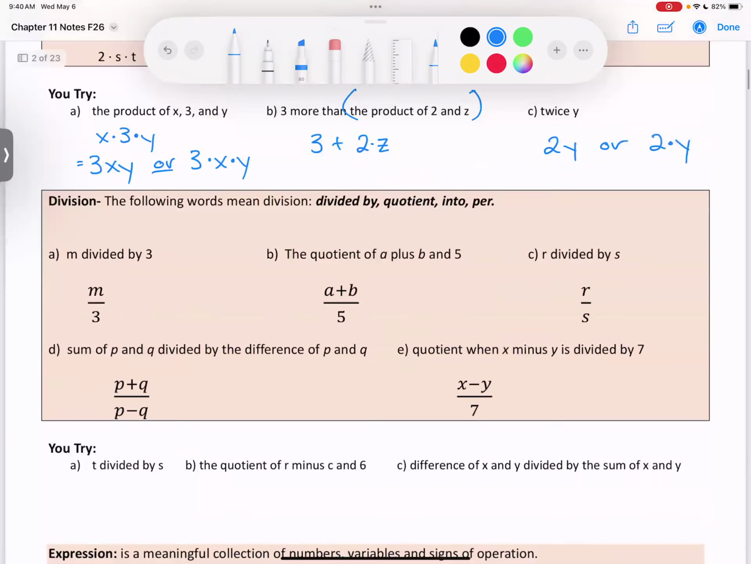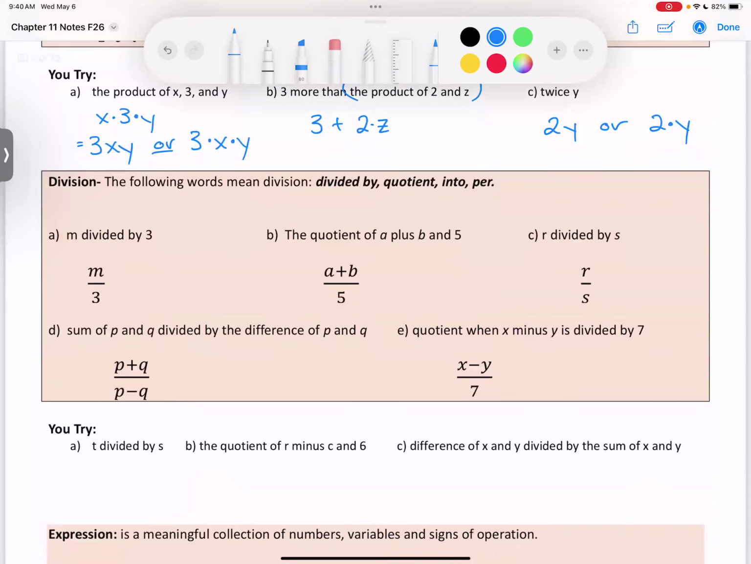Okay, last one, division. So if you see words like divided by, quotient, the quotient is the answer of division, into, or per, those are telling you you're dividing. So if we have m divided by 3, the m's going to go on top, divided by 3. You might see it written like this too. Both mean the same thing, but a fraction's usually easier to work with.